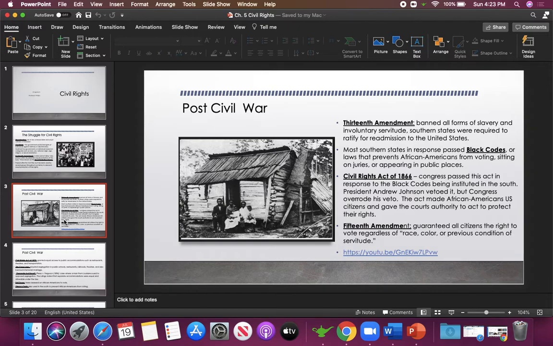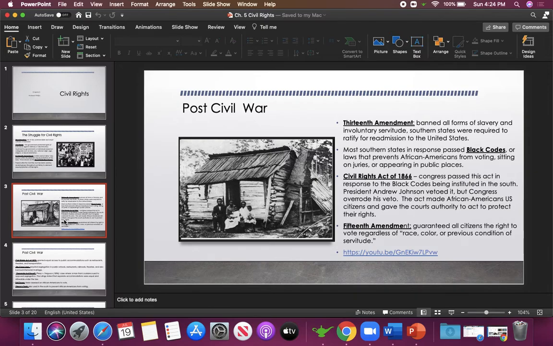So, going back to the period right after the Civil War, those amendments that are passed are the 13th, the 14th, and the 15th. The 13th Amendment banned all forms of slavery and involuntary servitude except one. So the 13th Amendment essentially abolishes slavery among free persons, people who are living in our country. The exception to the 13th Amendment are people who are incarcerated.